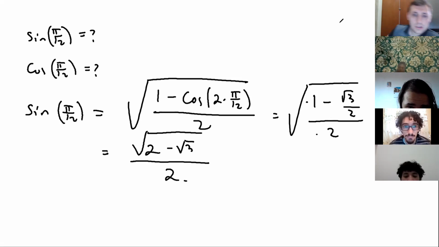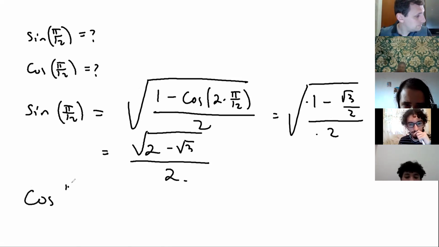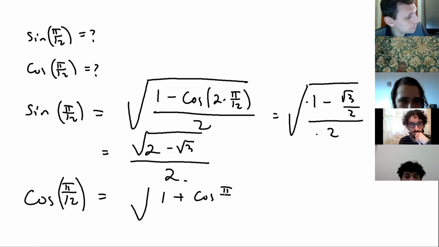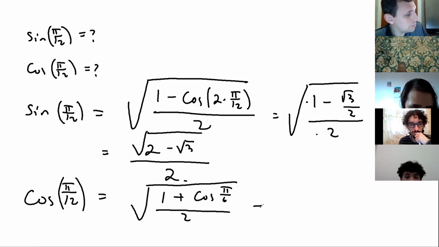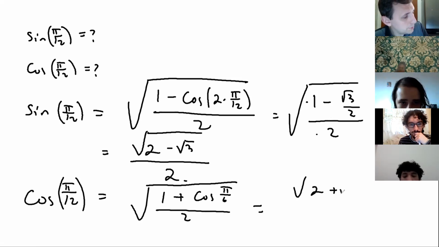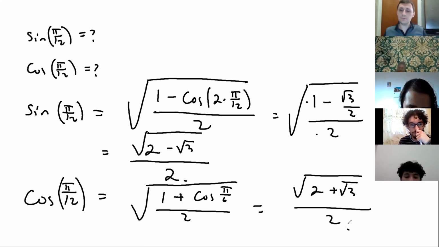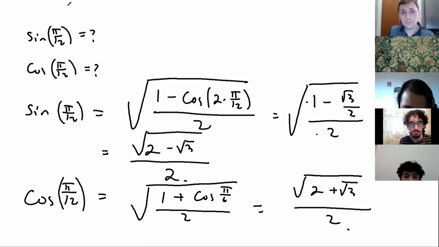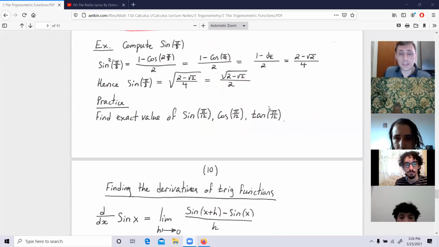Let's see what was answered. Slightly wrong, I think. So then what is cosine of pi over 12? Cosine of pi over 12 is the root of 1 plus cosine of pi over 6, divided by 2, which, once you simplify, is root of 2 plus root 3, divided by 2. Good. Tangent is just the ratio of those two quantities.